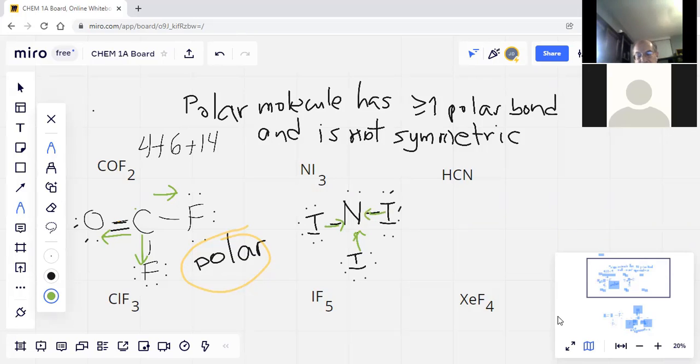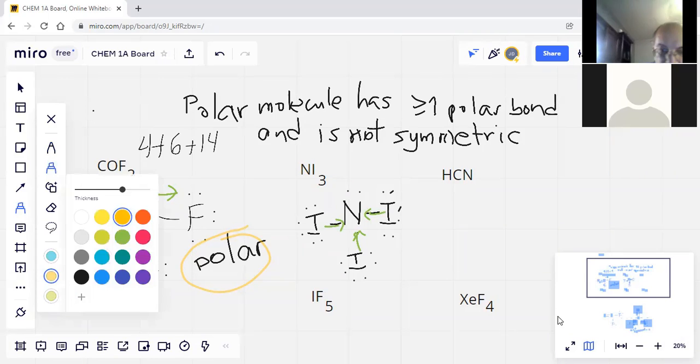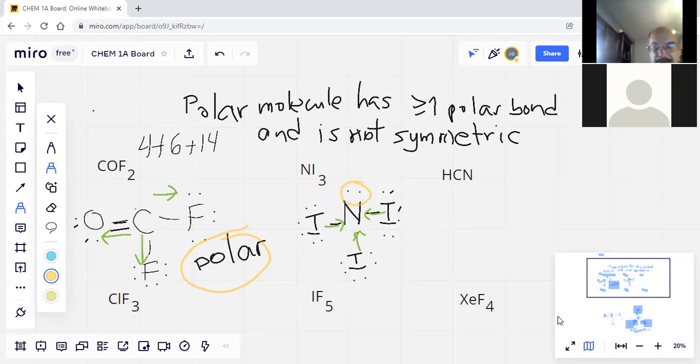So we have polar bonds. Criterion number 2, are there lone pairs on the central atom? The answer is yes, there are. We have a lone pair in there. Now, if you look at the VSEPR table and the molecular shapes, you're going to get that this is a trigonal pyramid, right?